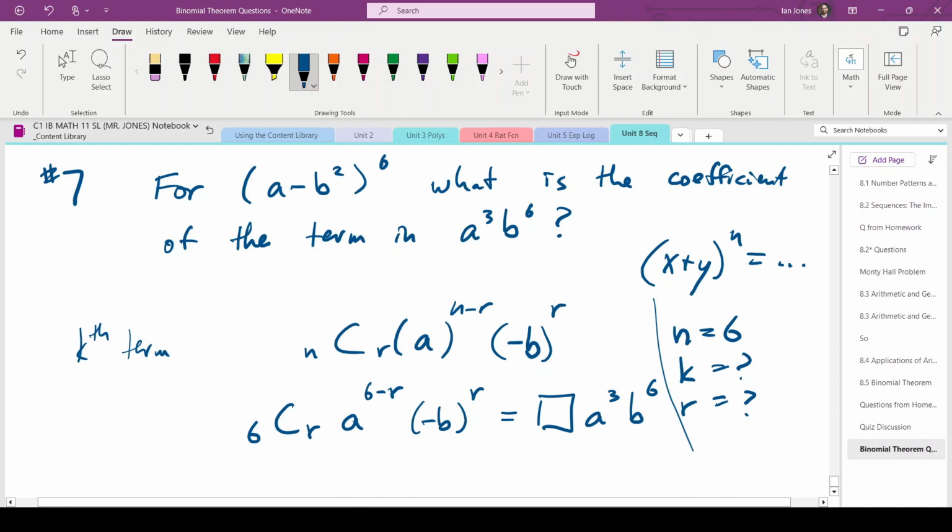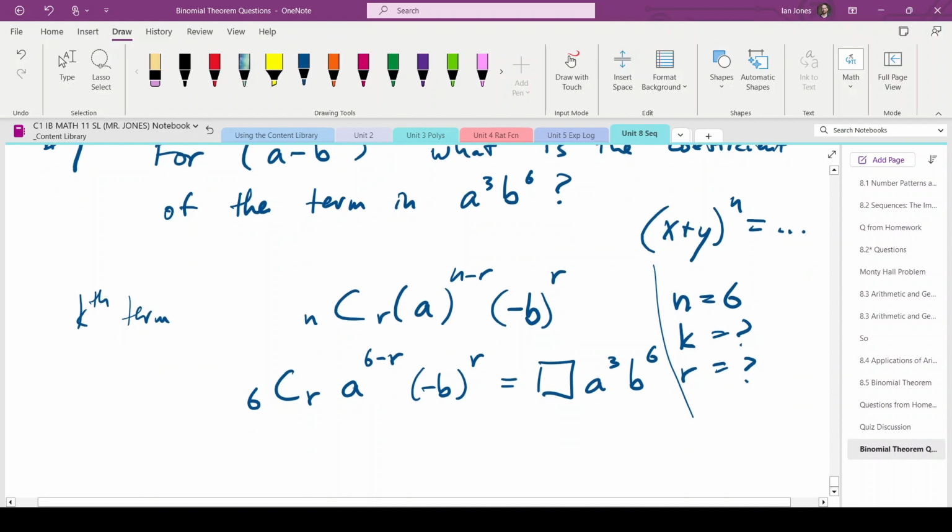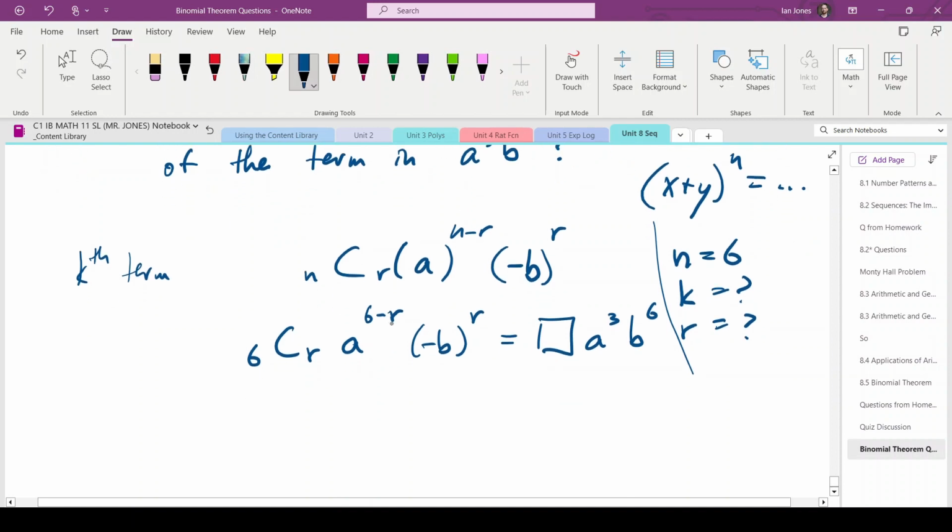Okay? And so I need to figure out, for what value of r am I going to get a cubed b to the 6? And I can work from there. This is not really too difficult because the only a shows up here and the only b shows up here. I could actually use either of these to figure that out.